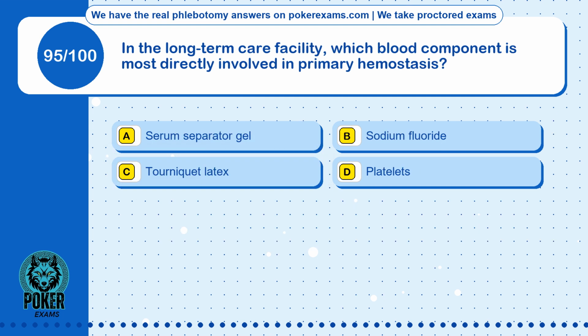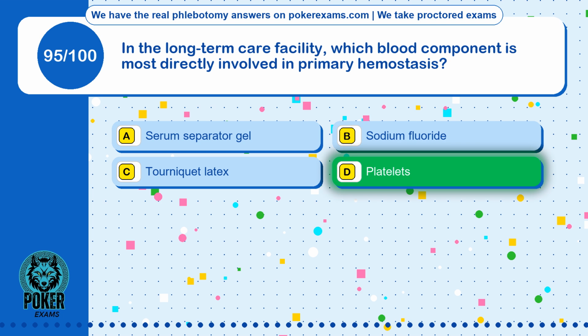Question 95. In the long-term care facility, which blood component is most directly involved in primary hemostasis? Option A, serum separator gel. Option B, sodium fluoride. Option C, tourniquet latex. Option D, platelets.